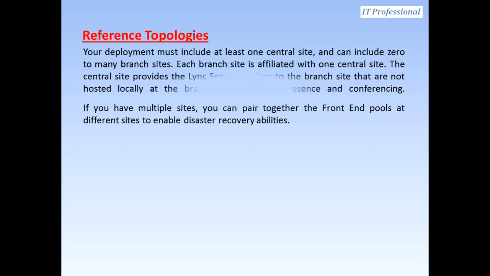Reference topologies. Your deployment must include at least one central site and can include 0 to many branch sites. Each branch site is affiliated with one central site. The central site provides the Lync server services to the branch site that are not hosted locally at the branch site, such as presence and conferencing. If you have multiple sites, you can pair together the front-end pools at different sites to enable disaster recovery abilities.